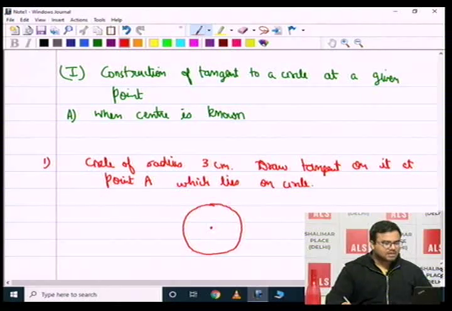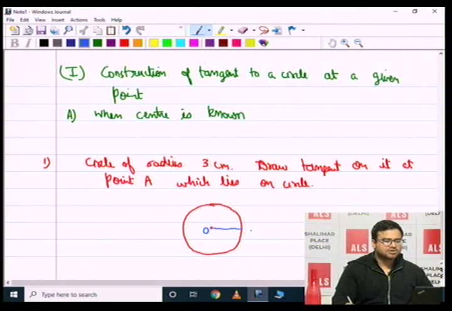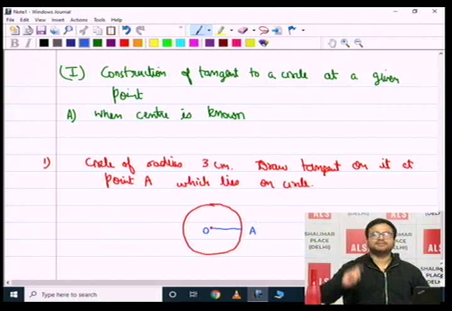Now, draw one radius of this circle. Let us say from this point O, just join it to the circumference. So this OA will be the radius, right? Draw the radius.